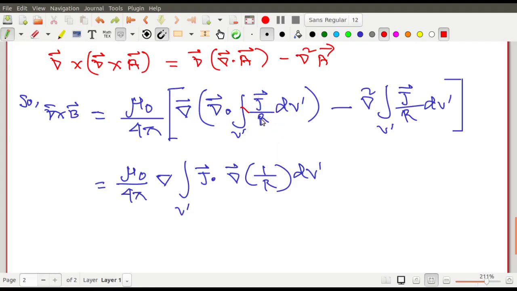This will not affect the j vector, because it is a function of r and it is a function of r dashed. So that is why one is independent of the other. So with respect to this one, j will act as a constant. So that is why j is taken outside.